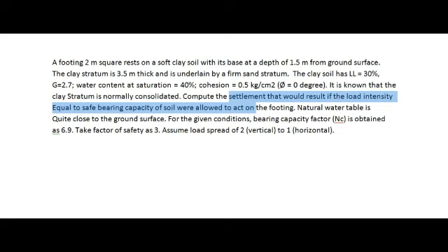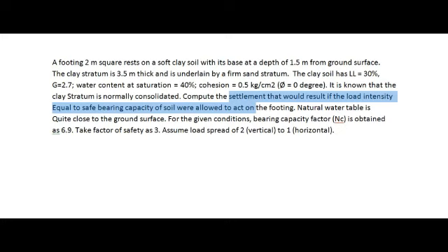Today's class we are going to solve this numerical. In this numerical we have to find the settlement. What will be the settlement of the foundation for this given problem?